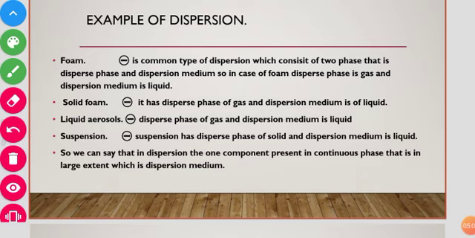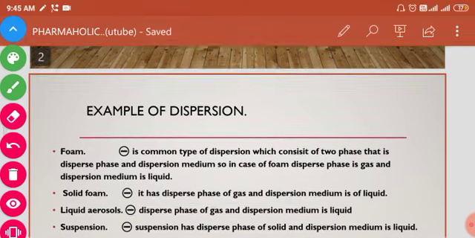So as we say, in emulsion there is a continuous phase present. Likewise, in dispersion also a continuous phase is present, which is at a large extent. We call that the dispersion medium.